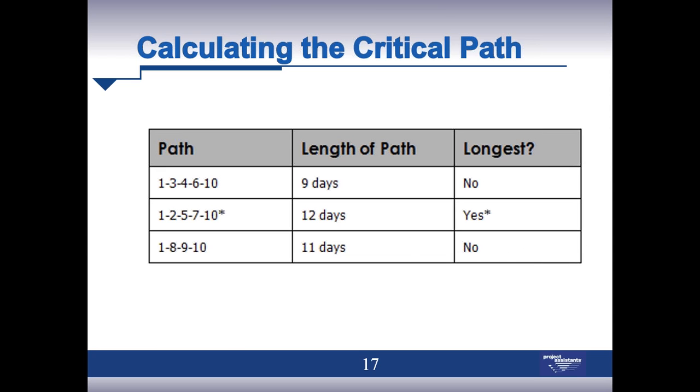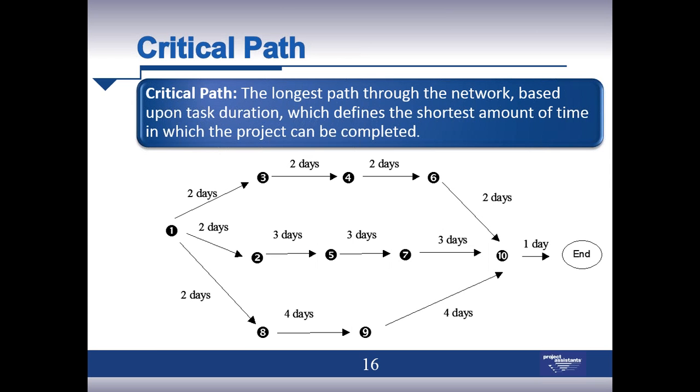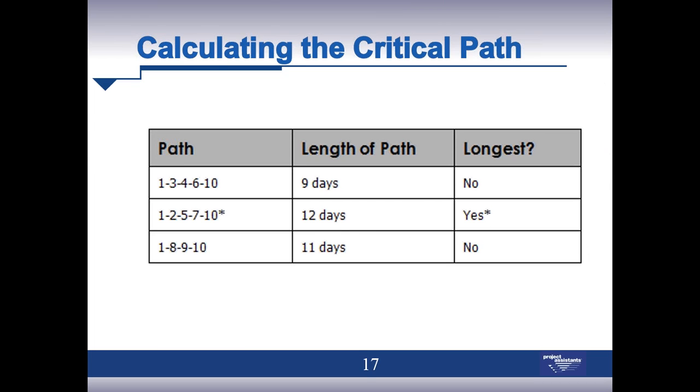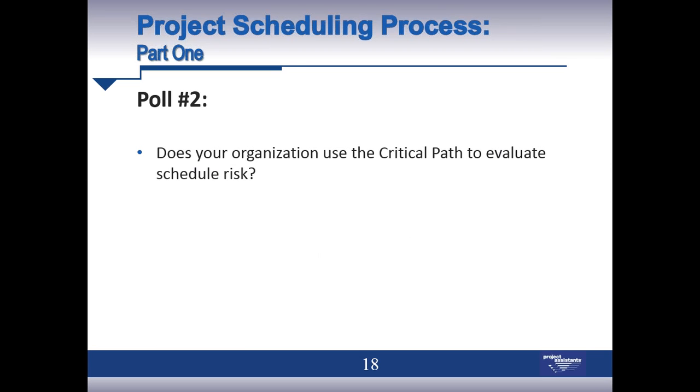So if you guessed which one was the critical path, the path right through the middle was 12 days compared to some of the others. So the longest route through the project was the middle path. We call that the critical one.